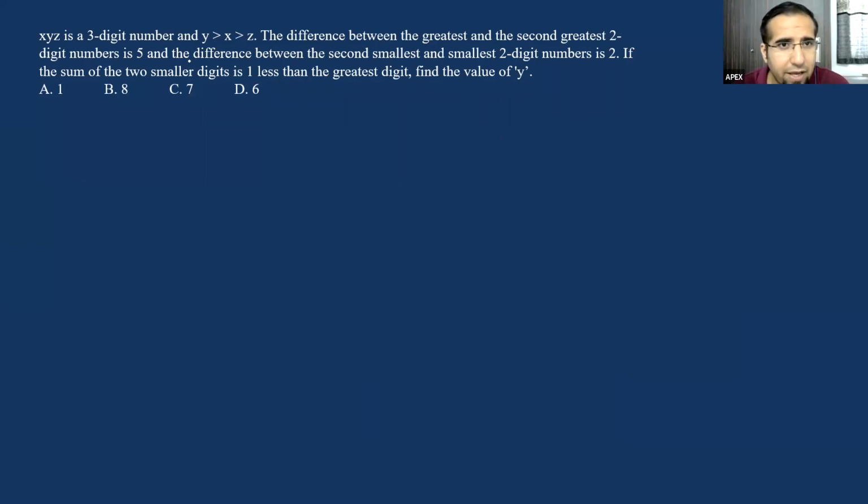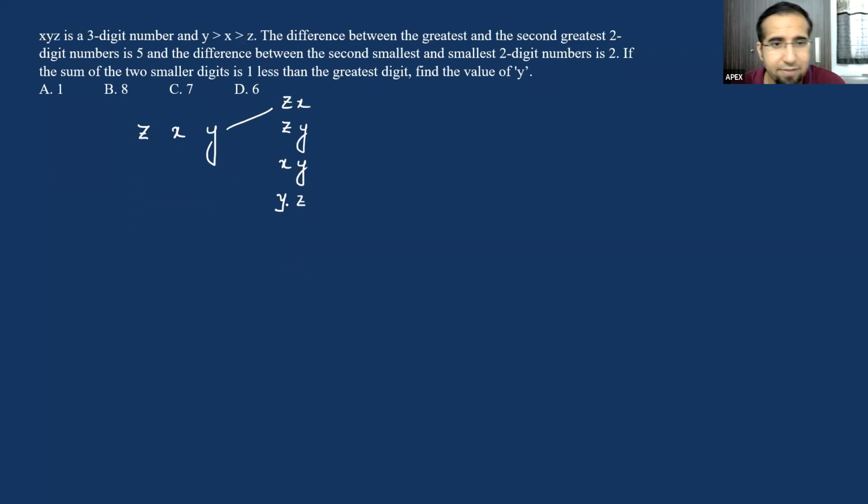So I know that y is greater than x and x is greater than z. Clear? So I can say z is the smallest, x is the second smallest, and y is the largest. Now you need to understand z is the smallest. So there are 6 two-digit numbers that can be formed. Let's say zx will be the smallest, zy will be the second smallest, then xy will be the next smallest.